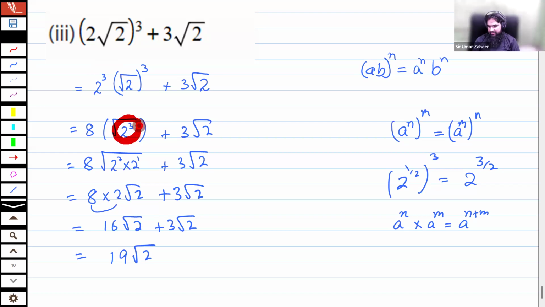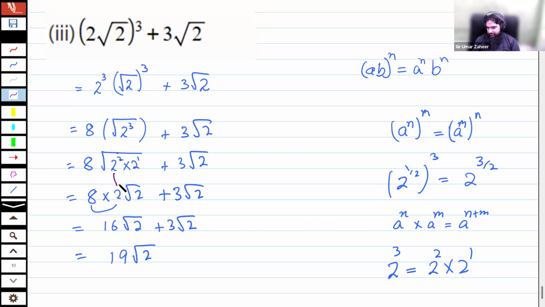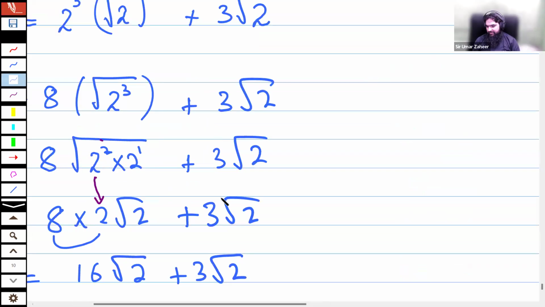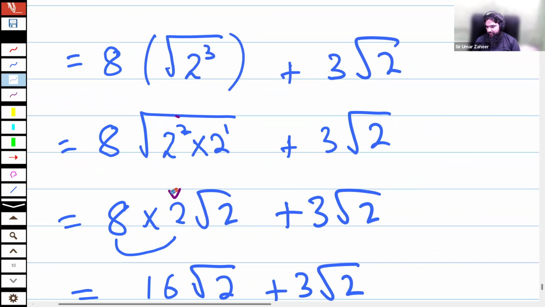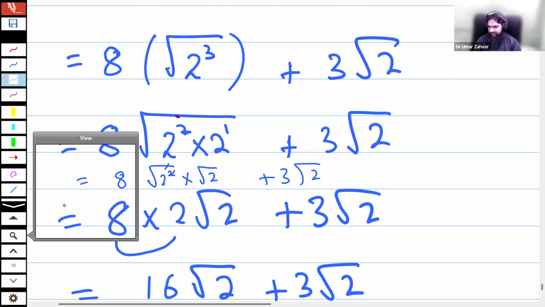I just broke down 2 raised to power 3 into 2 square multiplied by 2, because the total power is 3. I'm just going to break it down into 2 raised to power 2 and 2 raised to power 1. Why am I breaking it down? Because I just want to take the square value outside. So this square and square root will be outside, and this 2 will be here without the square. Oh, okay. If I do one extra step, it will be the square root of 2 square, the square root of 2, plus 3 square root of 2. So this will cancel out, and this is going to be 2 outside.